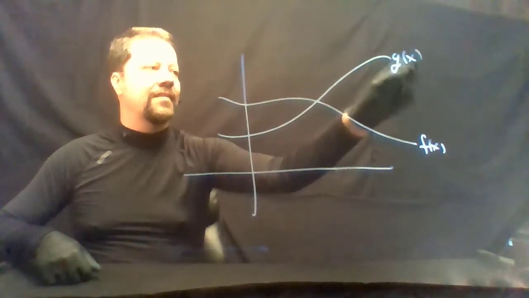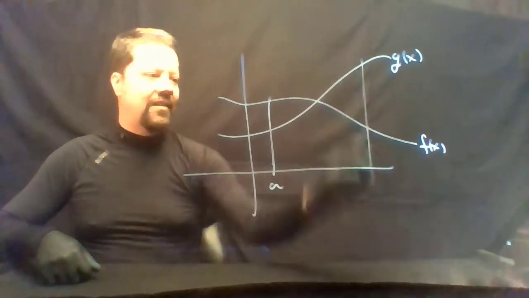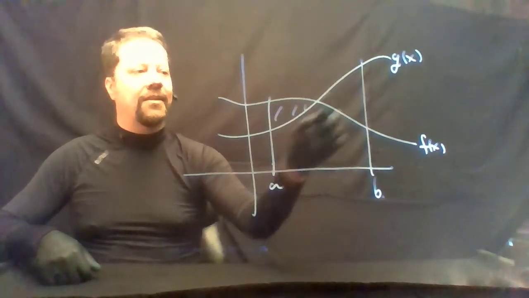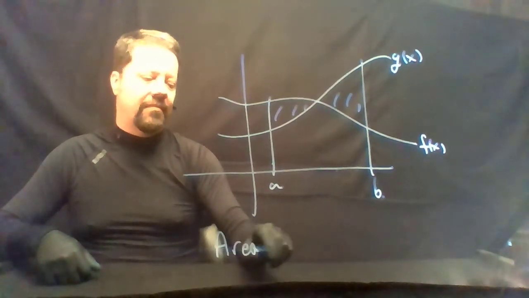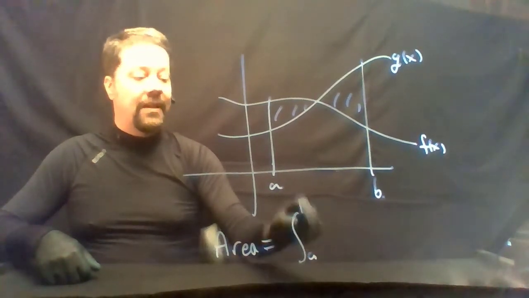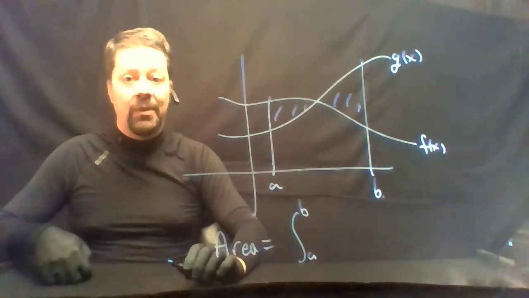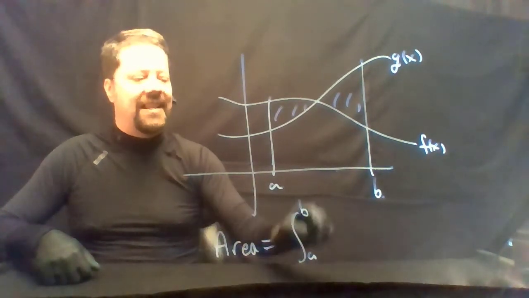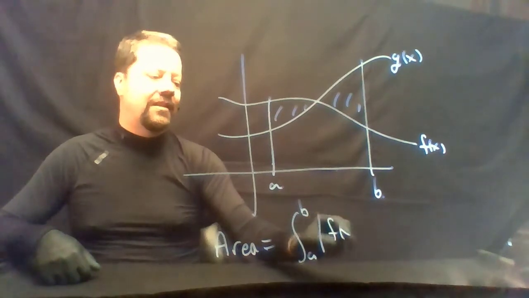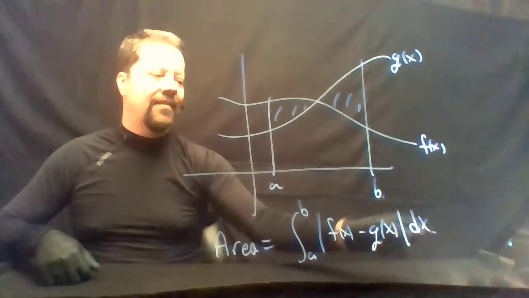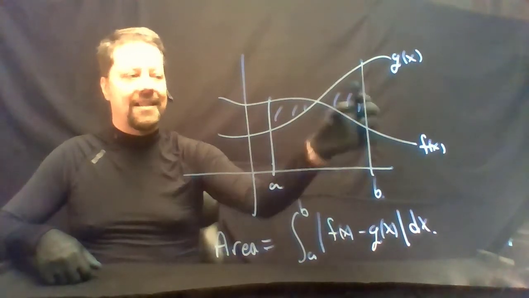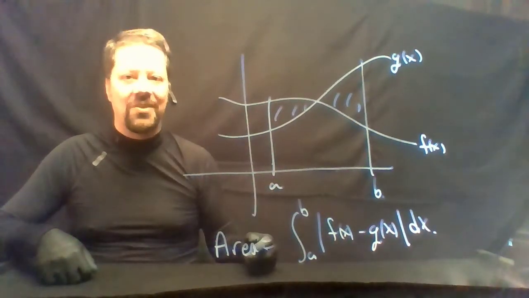If we have curves that cross each other, let's suppose here's f of x and here's g of x between a and b, and we want to calculate the area. We'll integrate from a to b, and it will be a difference between the curves, but it needs to be the absolute value of the difference. That will give you the positive area that is trapped between these two curves.